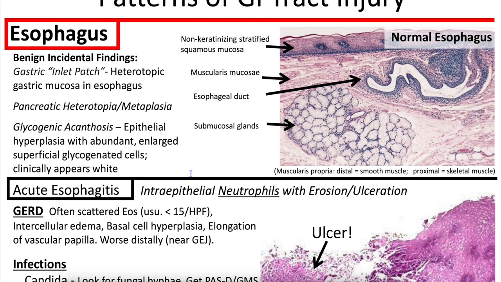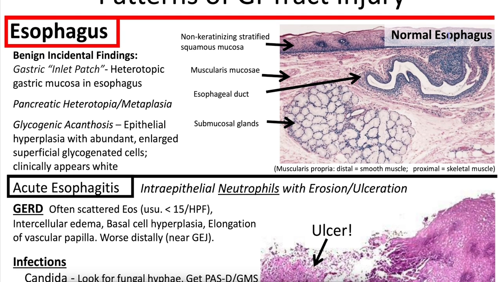So esophagus, histologically, you'll get this non-keratinizing stratified squamous mucosa with muscularis mucosae. You can see esophageal ducts. Your submucosal glands dump mucin among other substances into the esophageal duct, which then releases it into the lumen of the esophagus, which lubricates the esophagus.